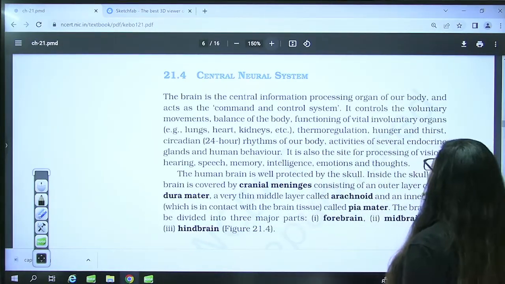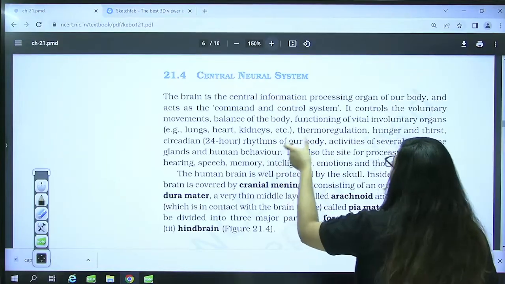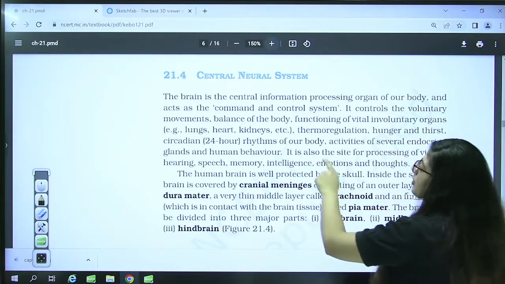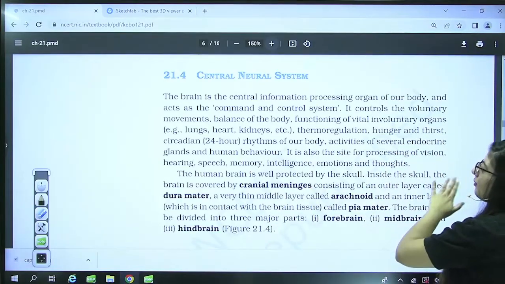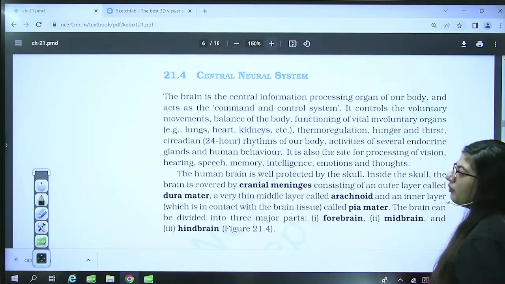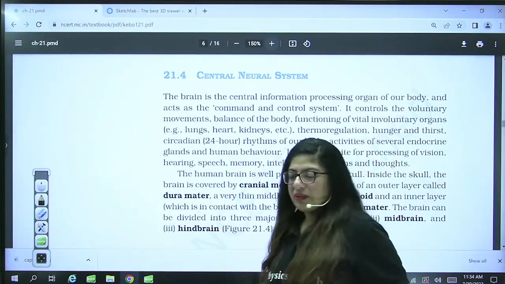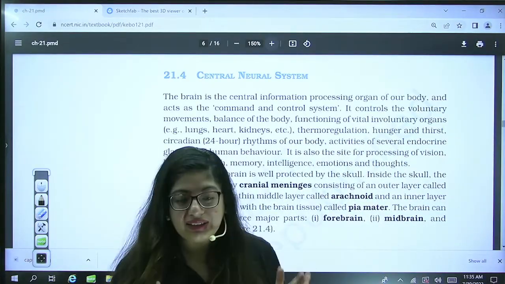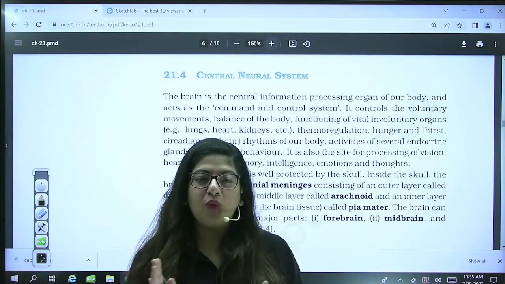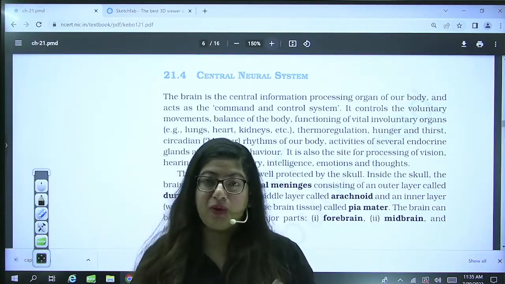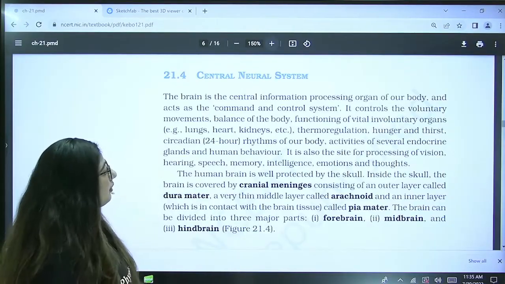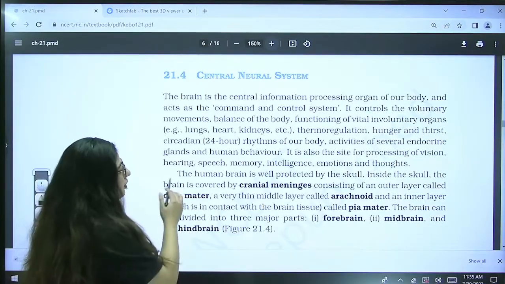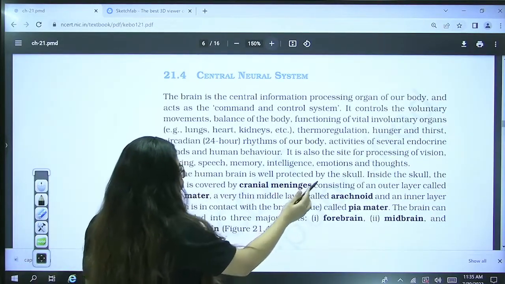It controls voluntary movement, balance of the body, functioning of vital involuntary organs, thermoregulation, hunger and thirst, circadian rhythms of the body, activities of several endocrine glands, and human behavior. So all these functions are done by your brain, and we'll be studying the parts of the brain, what part performs which function. It is also the site for processing of vision, hearing, speech, memory, intelligence, emotions, and thoughts.